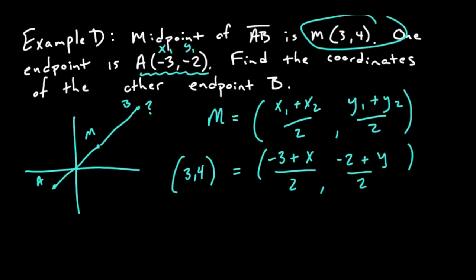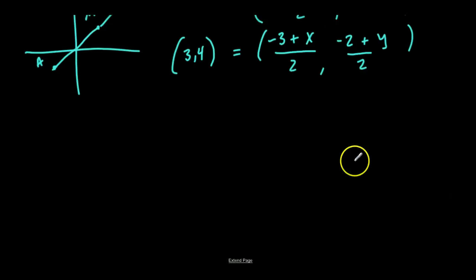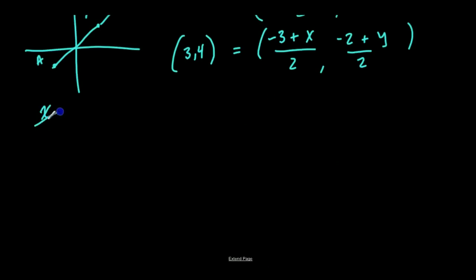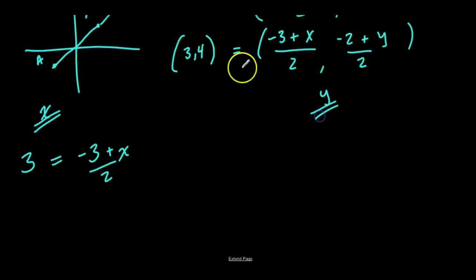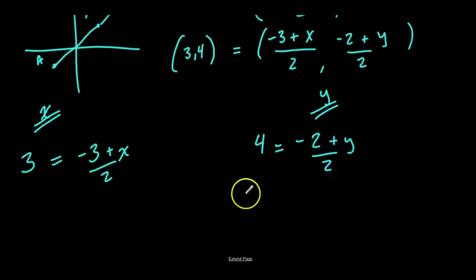Alright, we're going to do two separate problems here, basically. So the 3 comes from this piece right here, and the 4 comes from this piece right here. So I'm going to solve those out separately. The x value, we're going to go ahead and solve that first. So we said 3 is really (negative 3 plus x) divided by 2. And the y value, the y component of that other endpoint, is the 4, which is (negative 2 plus y) all over 2.